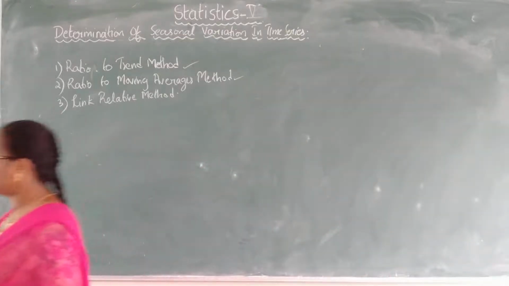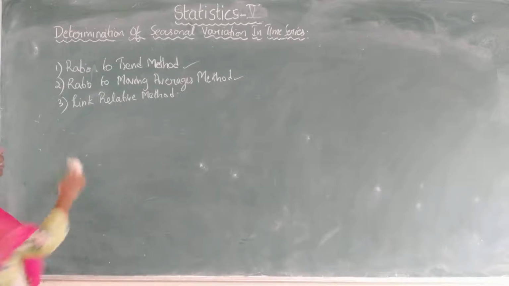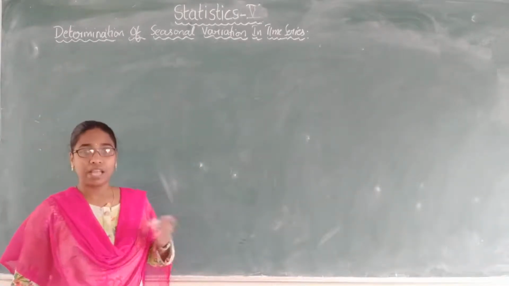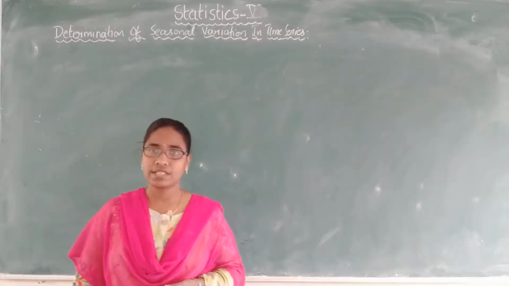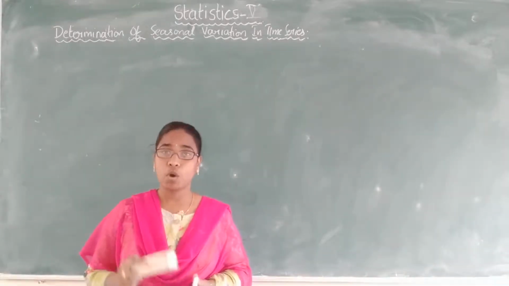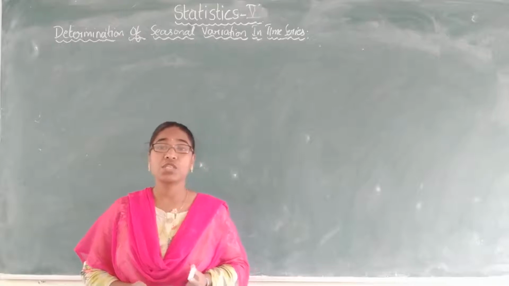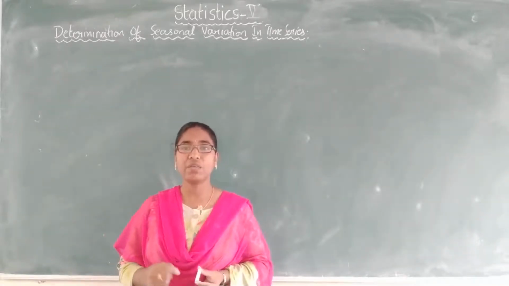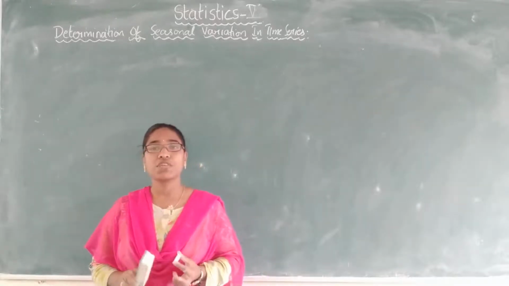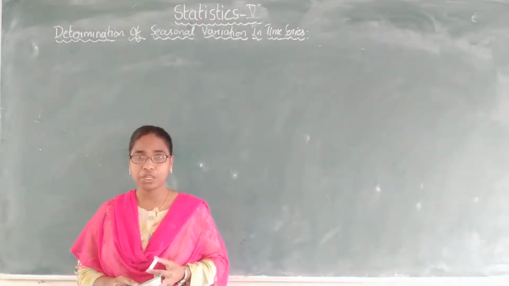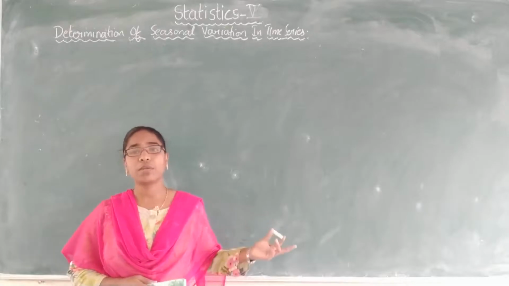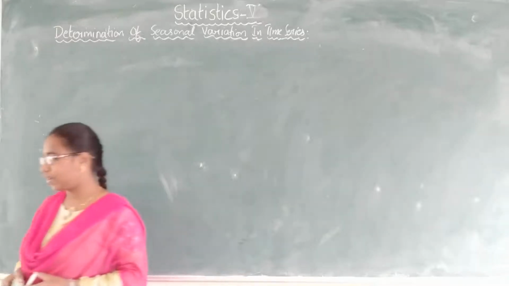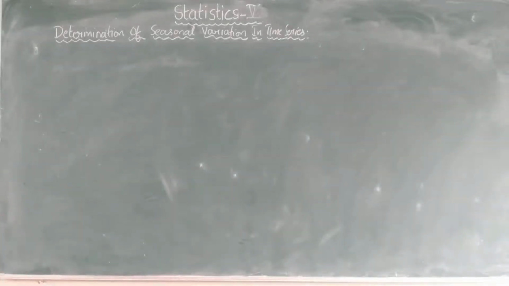This ratio to moving average method has different steps. If I keep on telling the steps manually, you may not understand it. So first I'll start with a problem related to moving average. After doing the problem practically, we can understand the steps also. Through that problem we will write the different steps involved in the method. So first I'll write the first problem.